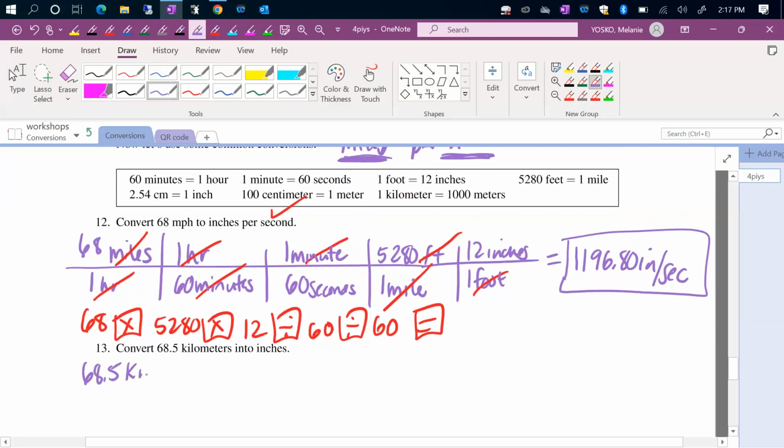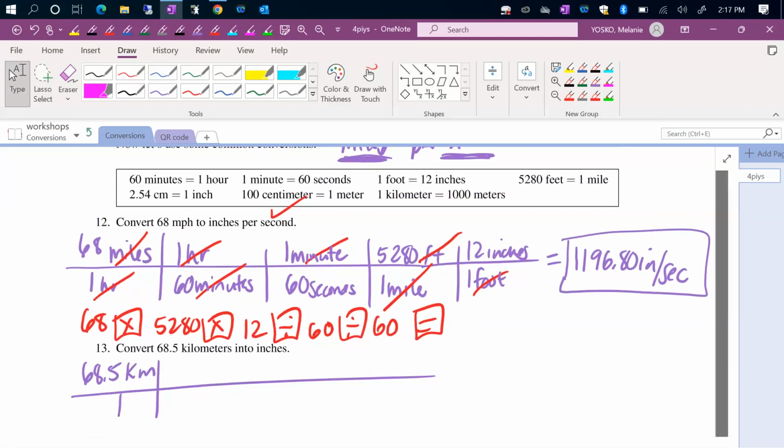68.5 kilometers. Okay? And we're trying to get to inches. So we need a conversion that goes from the metric system to our customary system or vice versa. So look in your box. Are there any conversion factors that change systems?